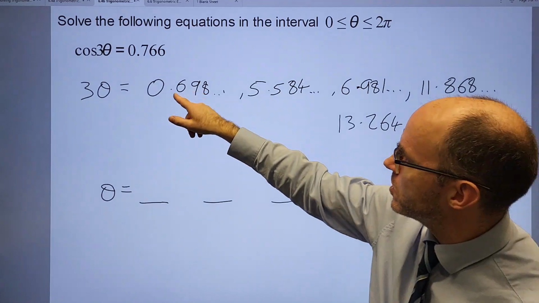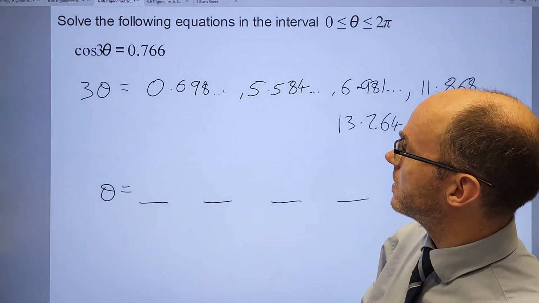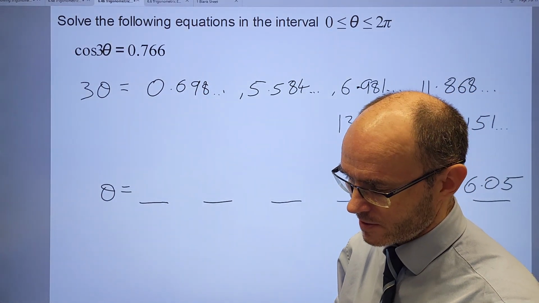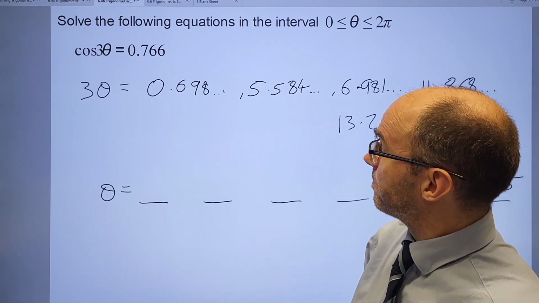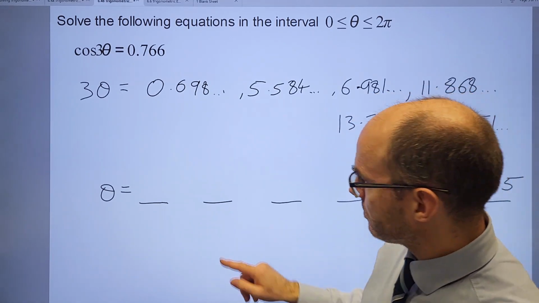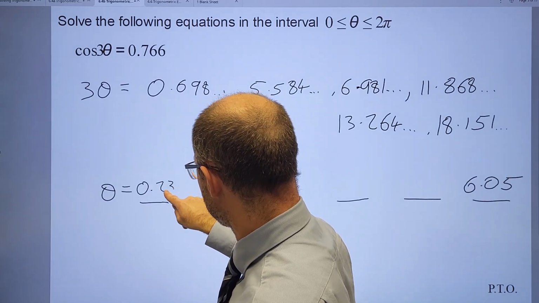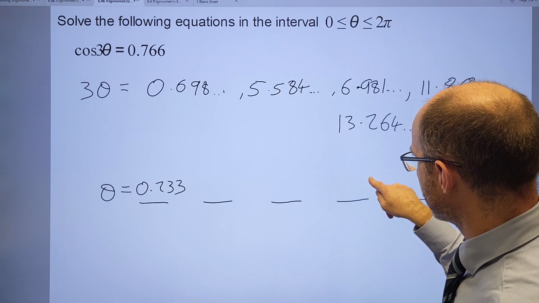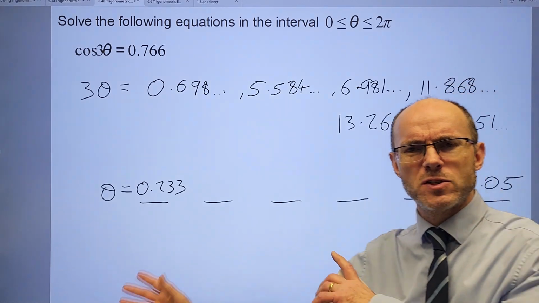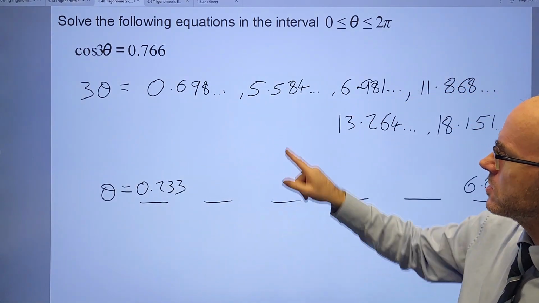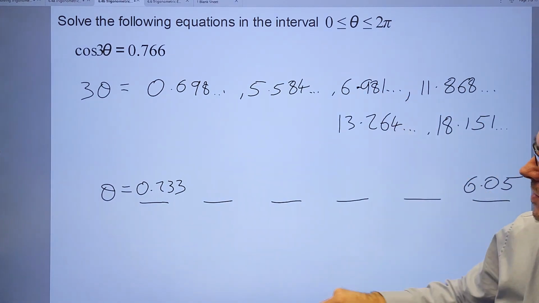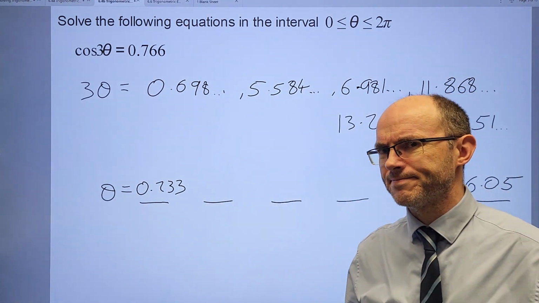Okay, let me do the first one for you. So if I get it up again, inverse cosine 0.766, divide it by 3, 0.233. I'm sure you can figure out the remaining ones. Okay, I'll leave you to that because it'll take me another minute. Just literally doing that divided by 3, and you get all 6 answers.